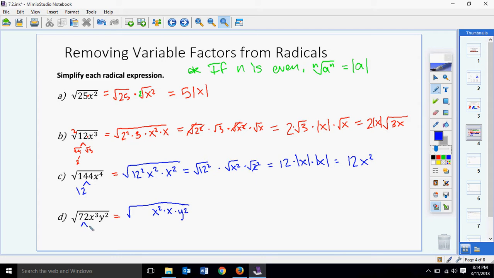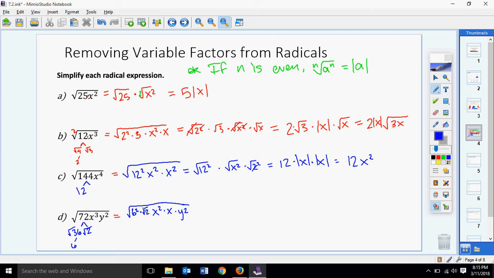And if you type in your calculator, if you pull out 72, you could do 36 and 2. The square root of 36 and the square root of 2. Square root of 36 is just 6. So I found a perfect square here. 6 squared is 36. Times 2 would give me back 72.